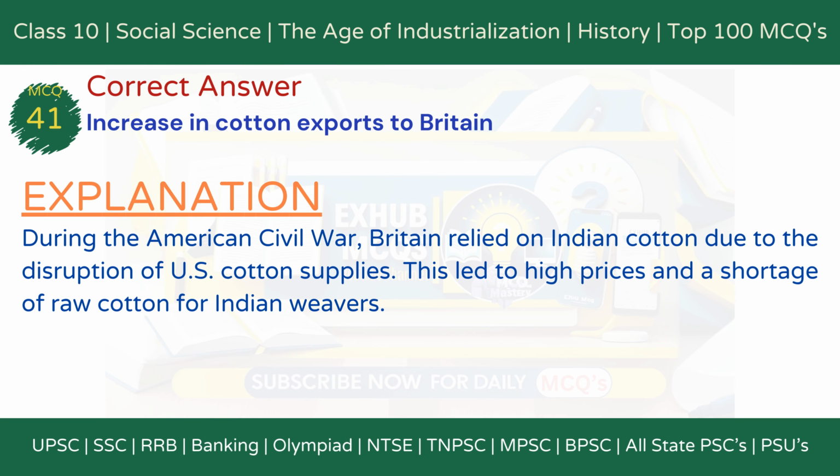The correct answer is option C, increase in cotton exports to Britain. Explanation: during the American Civil War, Britain relied on Indian cotton due to the disruption of U.S. cotton supplies. This led to high prices and a shortage of raw cotton for Indian weavers.